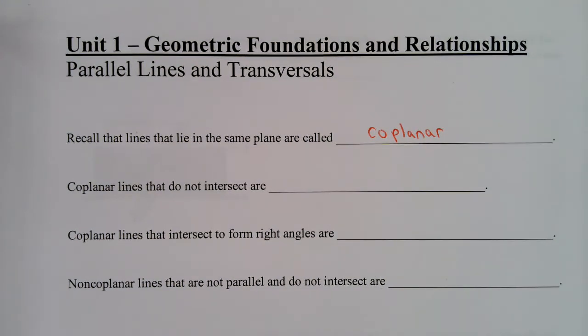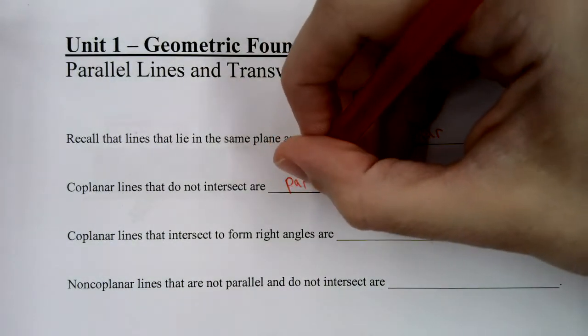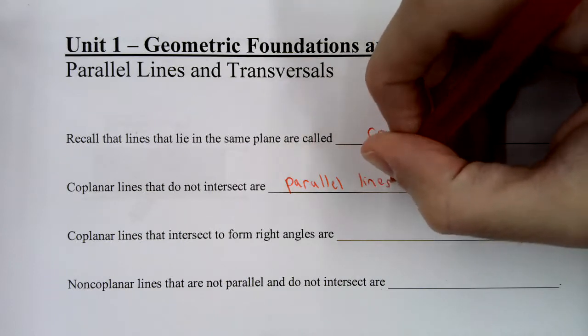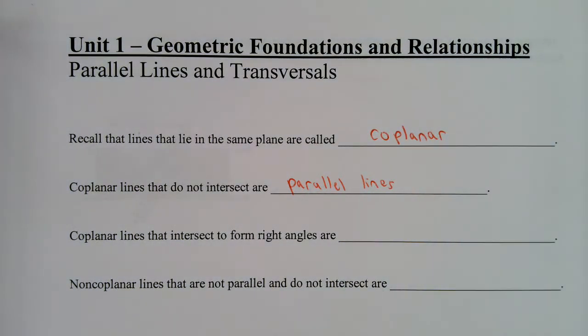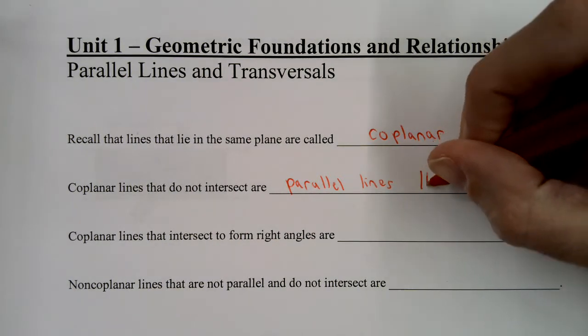So this next definition: coplanar lines that do not intersect are called parallel lines. Two lines that lie in the same plane that do not intersect are called parallel lines. And this is the symbol for parallel lines. It looks like that.